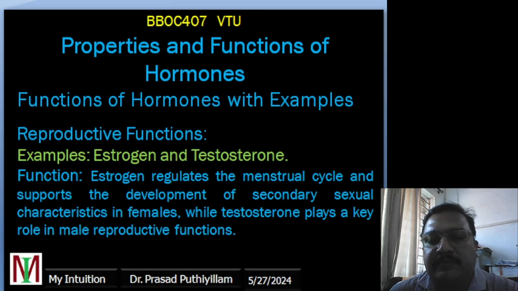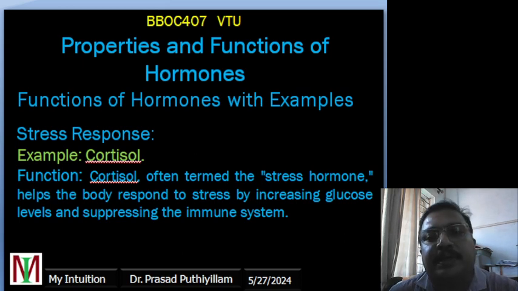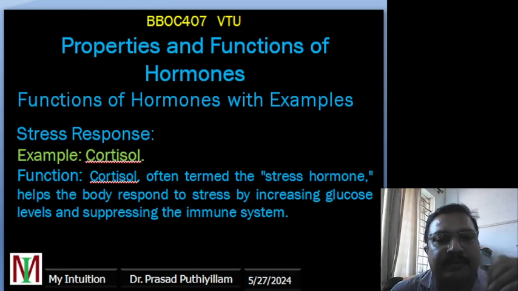Next comes the next function, that is stress response by cortisol. Cortisol is produced by the adrenal gland, and cortisol itself is called the stress hormone. It helps the body to respond to stress by increasing the blood glucose level. It enhances the metabolism of fat, protein, and carbohydrates, and suppresses the immune system to prevent overreaction to the stress.